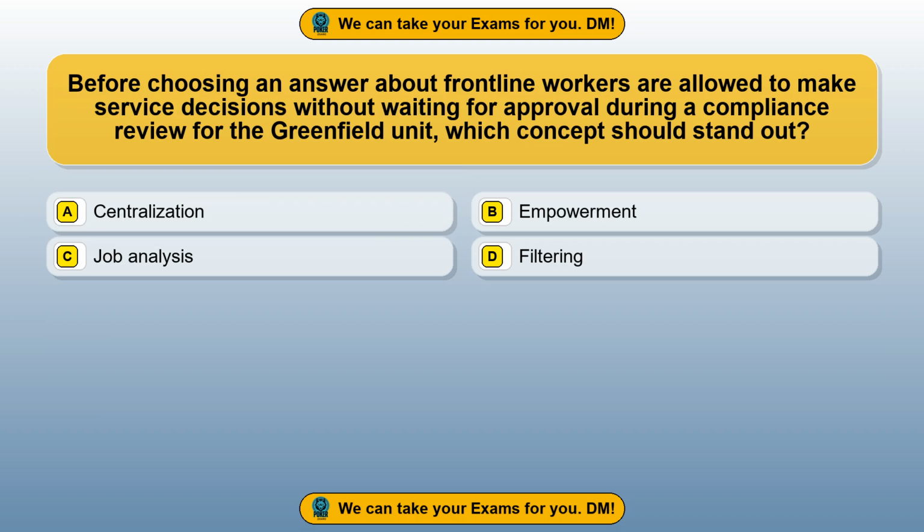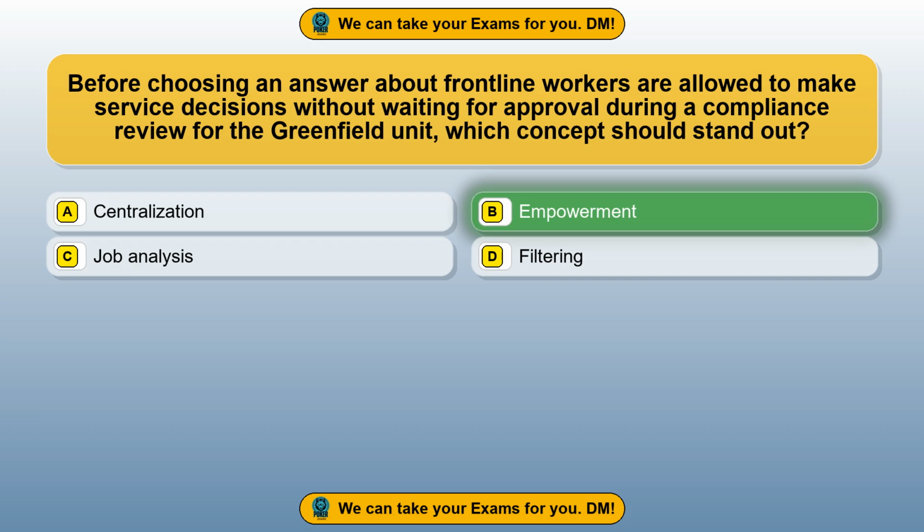Question 61. Before choosing an answer about frontline workers being allowed to make service decisions without waiting for approval during a compliance review for the Greenfield unit, which concept should stand out? Option A, centralization. Option B, empowerment. Option C, job analysis. Option D, filtering. The correct answer is option B, empowerment.